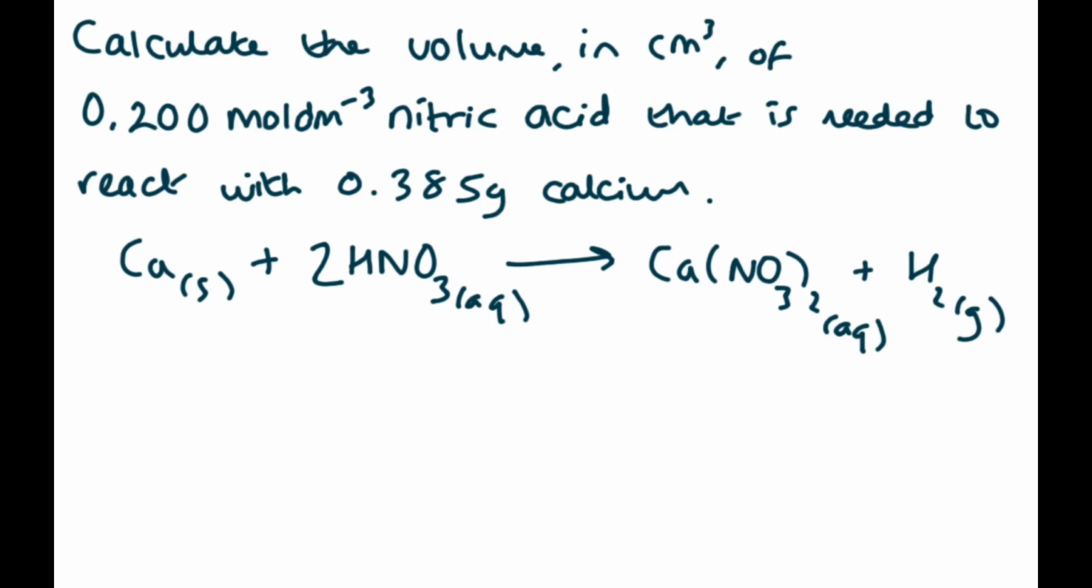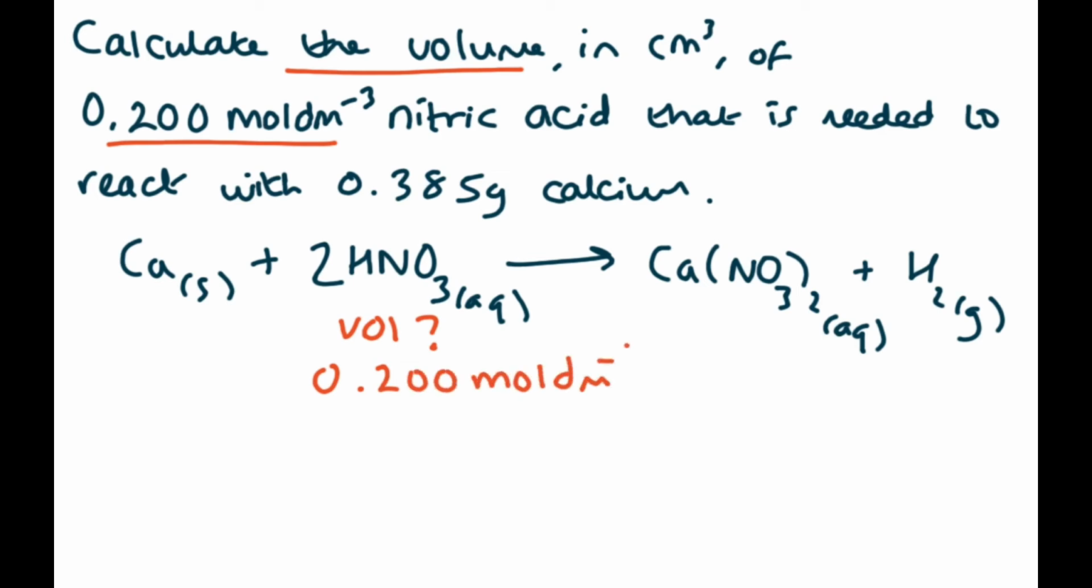Okay, so let's write the key information underneath each item. We need to find the volume. That's what it's asking you to find. We've got the concentration. Let's just recall what concentration is. This concentration means that there is 0.2 moles of acid dissolved in 1 decimeter cubed. That is what it means with that concentration. And we have got 0.385 grams of calcium, so we've got a mass of calcium.